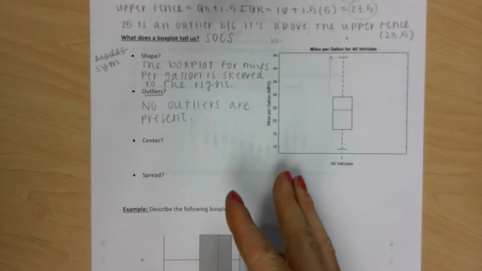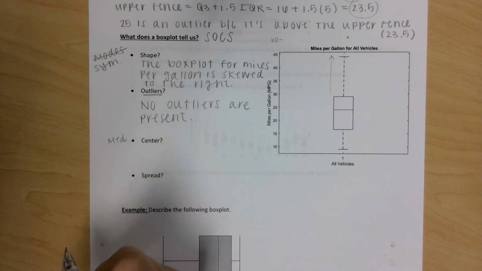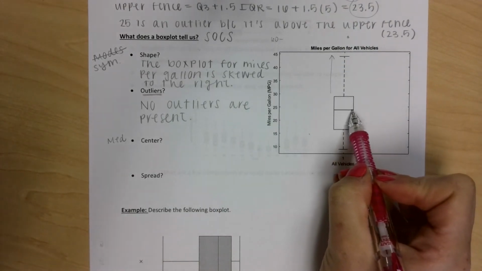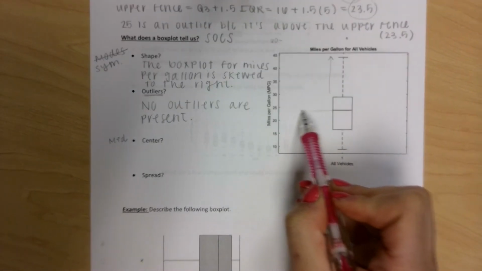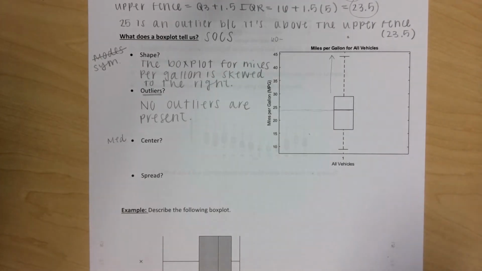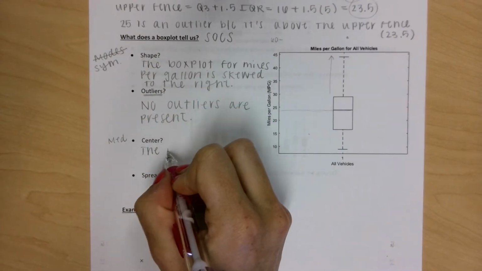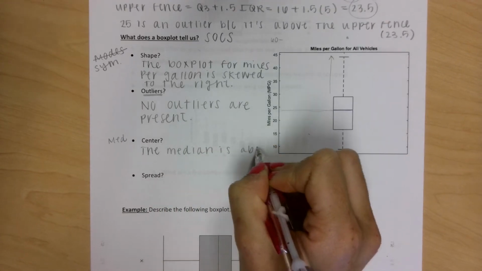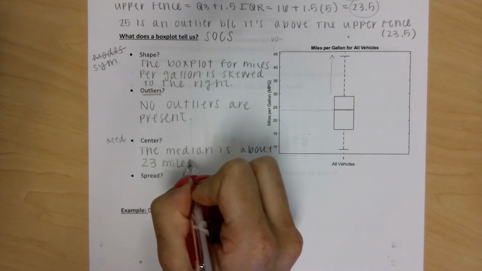Whenever we're given box plots, we always want to talk about the median for the center because it is nicely given to us in our picture. Remember that the median is that line that's inside of the box. So I'm just going to trace over here to get an estimate, and it looks like that median's at about 23 miles per gallon. So again, we're writing in context in a full sentence. The median is about 23 miles per gallon.